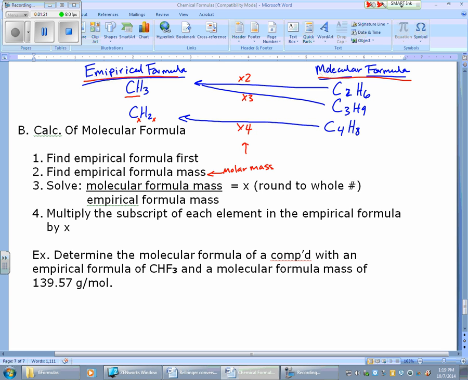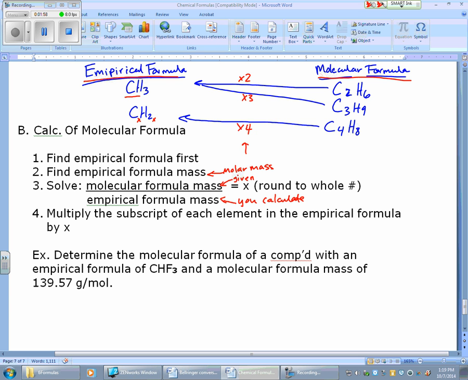And then to find the number that you're going to multiply all the subscripts by, you're going to take the molecular formula mass. This number right here is always given. It may not be labeled that way, but the number they give you in the problem is the molecular formula mass because you can't solve this problem without it. And then divide by the empirical formula mass, which you calculate. And that number will give you what you need to multiply all the subscripts by. And that number should come out really close to a whole number.